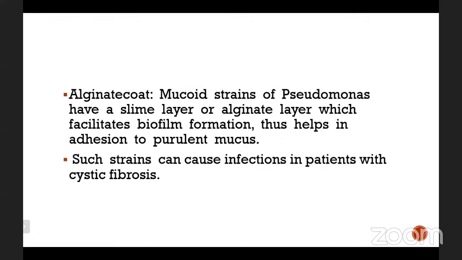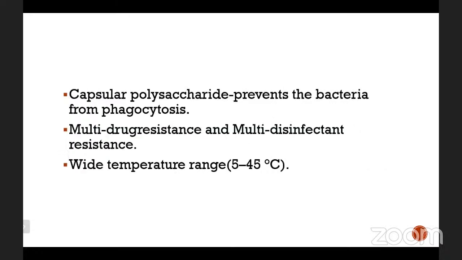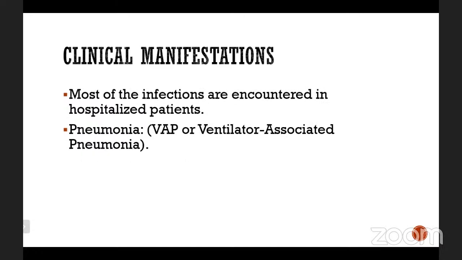Alginate coat: mucoid strains of Pseudomonas will have a slime layer or alginate layer. It will facilitate biofilm formation, and this alginate coat will help in adhesion to purulent mucus. Certain strains will cause infection in patients with cystic fibrosis. Capsular polysaccharide will prevent the bacteria from phagocytosis. Multi-drug resistant and multi-disinfectant resistant, with a wide temperature range of about 5 to 45 degrees Celsius.